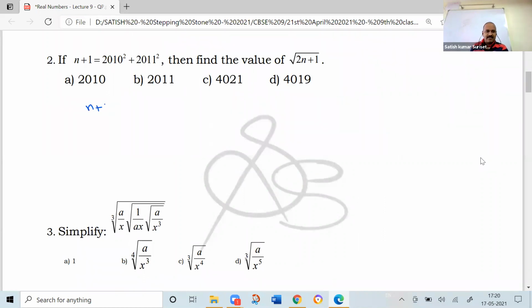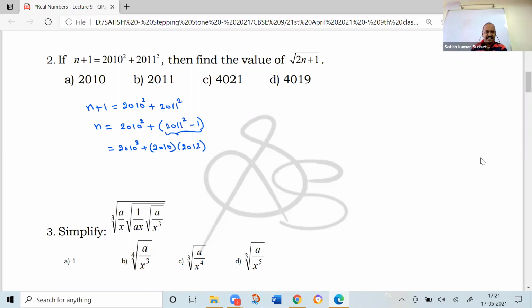So n plus 1 equals 2010 square plus 2011 square. Now, so n equals 2010 square plus 2011 square minus 1. Now observe here. Can I write this using the a square minus b square formula? a square minus b square equals what? a minus b into a plus b. So 2010 square plus a minus b, 2010, a plus b, 2012.